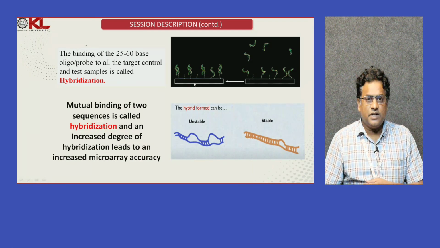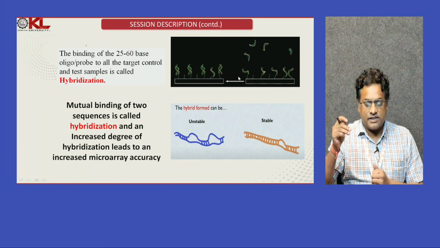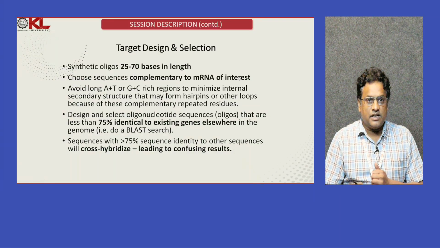Here you see a chip, and these are the probes you are immobilizing on the chip, and you have a target DNA which is hybridizing. This is a stable hybridization, and this is an unstable hybridization. Mutual binding of sequences is called hybridization. An increased degree of hybridization leads to increased microarray accuracy. That's important. Once it is hybridized, there will be a signal coming out.